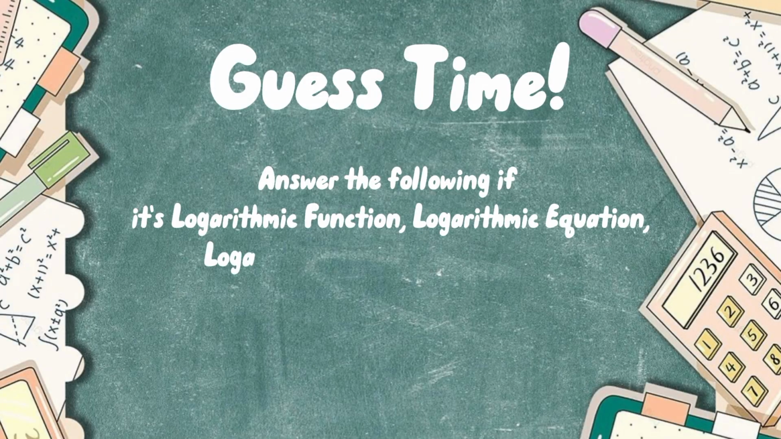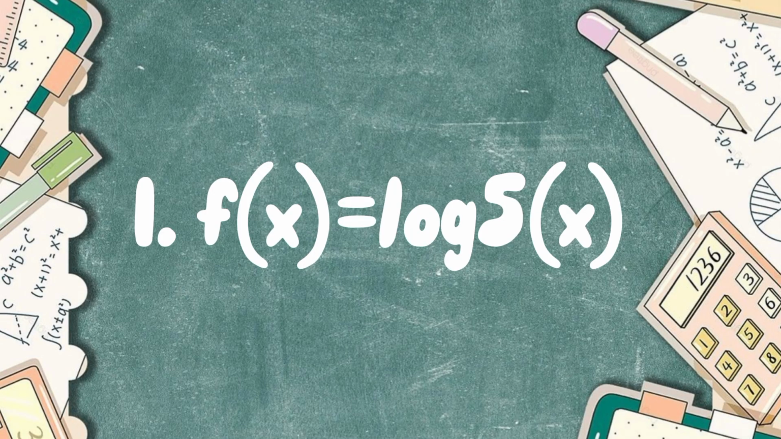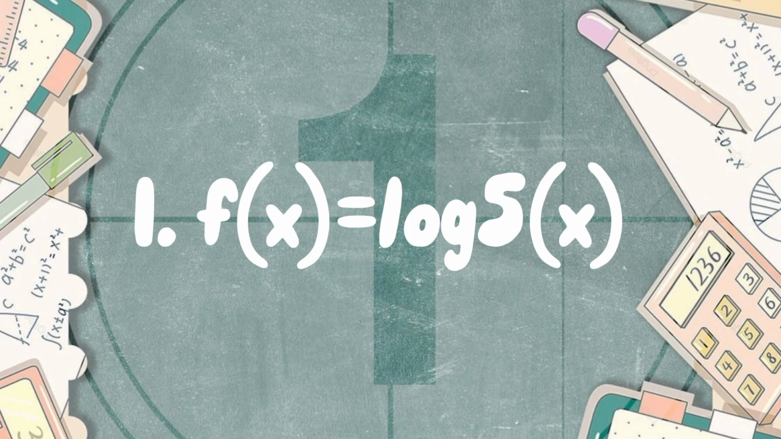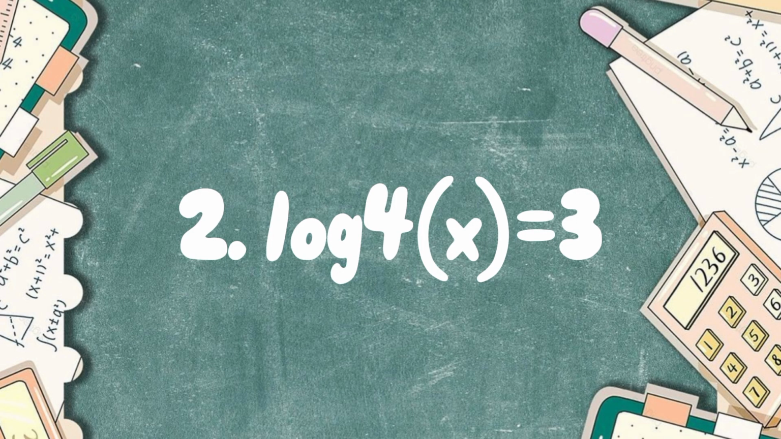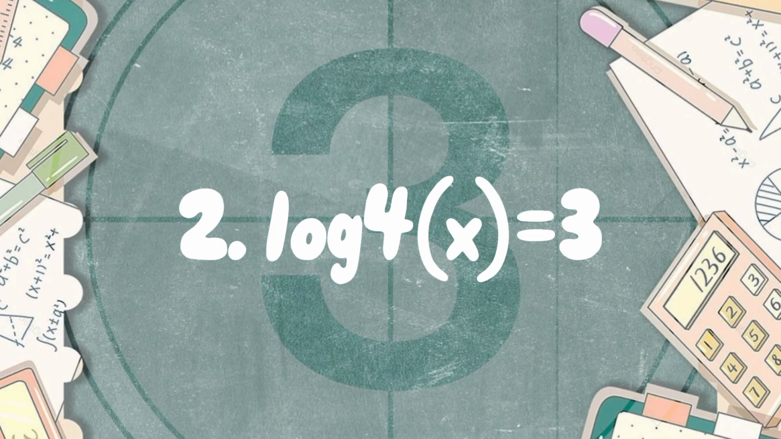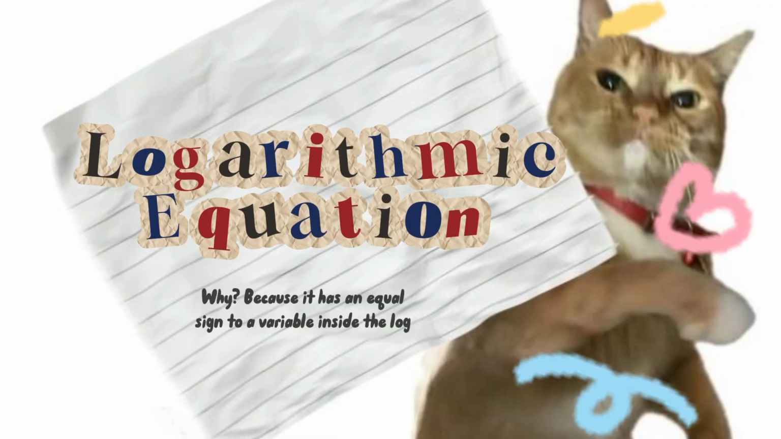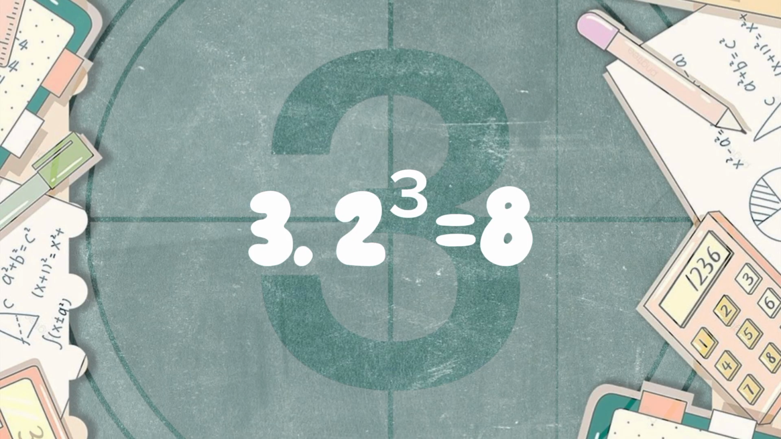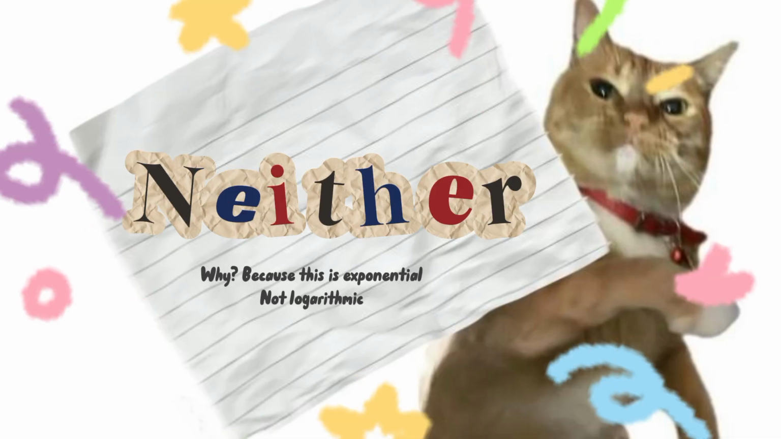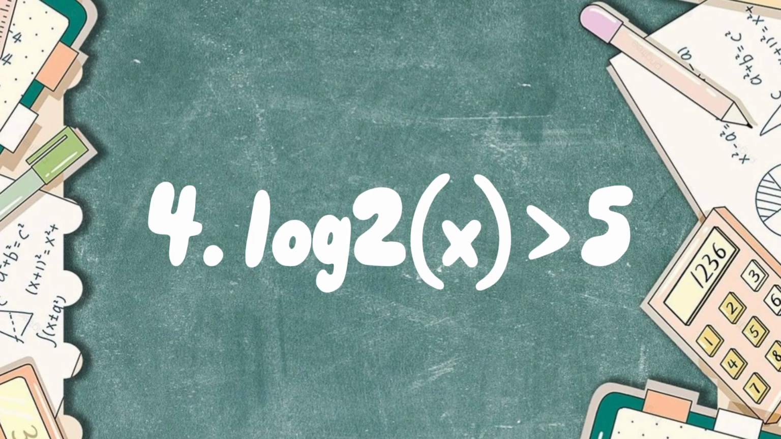Answer the following: is it a logarithmic function, logarithmic equation, logarithmic inequality, or neither? Number 1. f of x is equal to log base 5 of x. Number 2. Log base 4 of x is equal to 3. Number 3. 2 cubed is equal to 8. Number 4. Log base 2 of x is greater than 5.